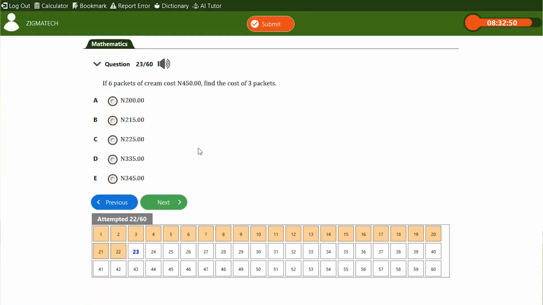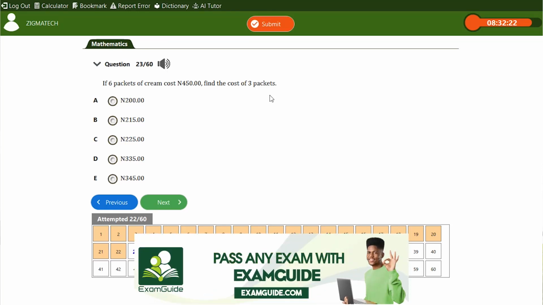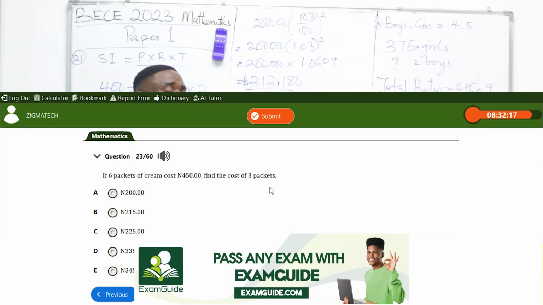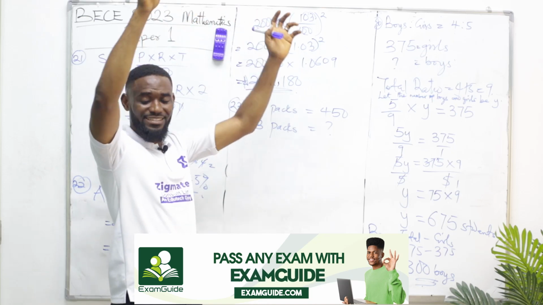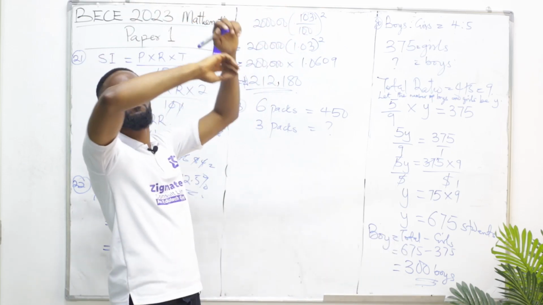23 says, if 6 packets of cream cost 450 naira, find the cost of 3 packets. So they say 6 packs equals 450. So 3 packs will cost what? Okay, so let's see, 6 packs is 450. How much is 1 pack? If we know how much 1 pack is, it's just to multiply it by 3. We can use it to know the cost even if it's 50 packs.